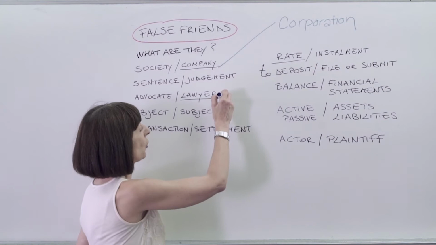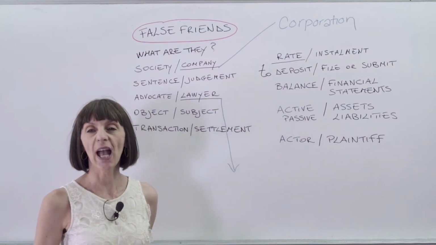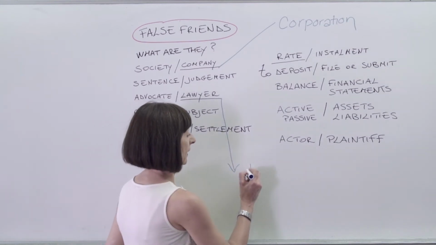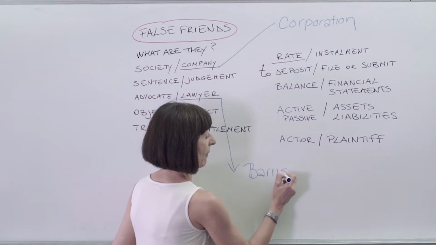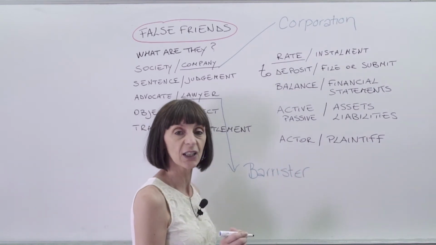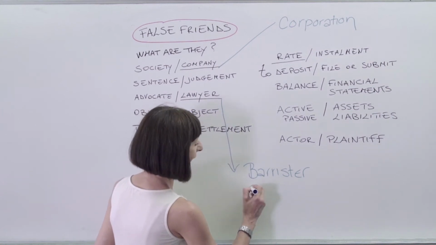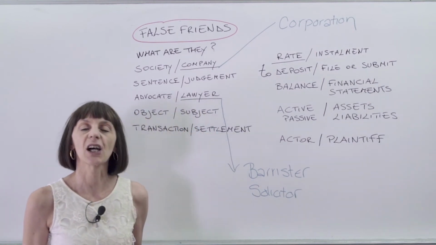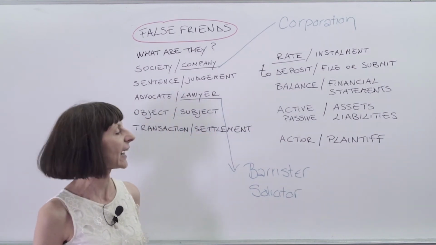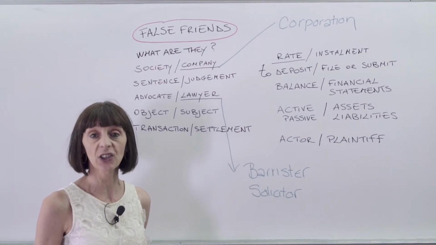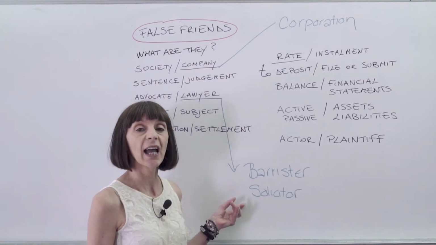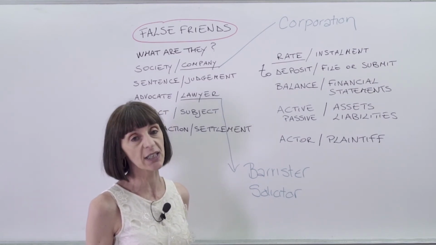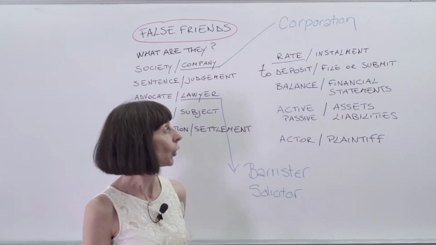Next, lawyer. In the UK, we have what is called a split profession. There are two types of lawyer. Barrister, not to be mistaken with barista who makes your coffee, and solicitor. A barrister works in high-level courts and is an expert in litigation and advocacy. A solicitor has more direct contact with his or her clients and usually does more transactional legal work.